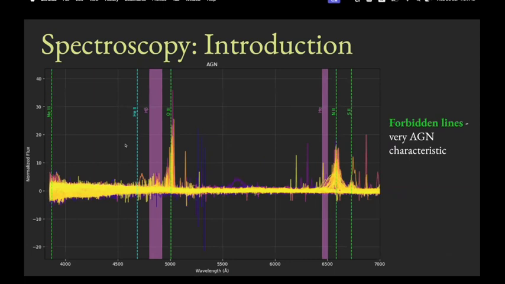Another example is the AGNs, active galactic nuclei. In those cases, we have the forbidden lines, which are the green ones, and this is a very, very, very AGN characteristic. And also we have some broad lines for Balmer lines. Again, this is in the earlier phase, not later.